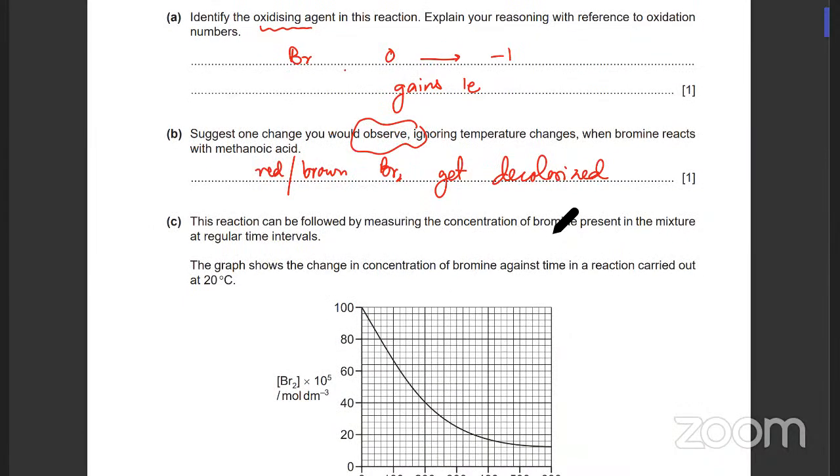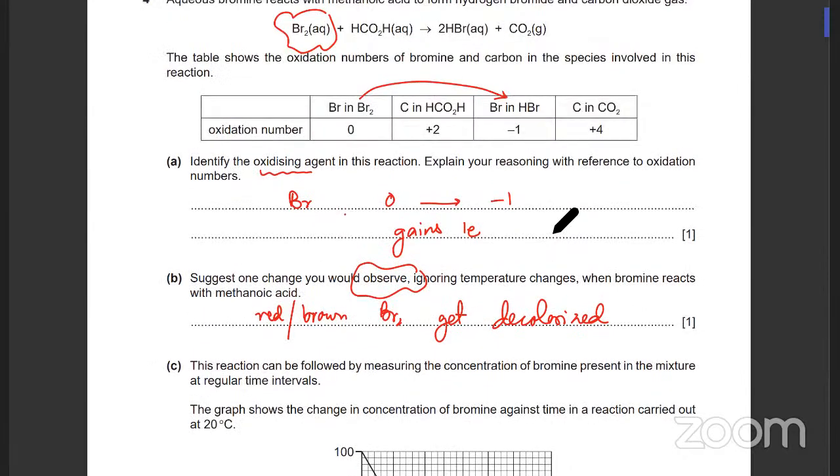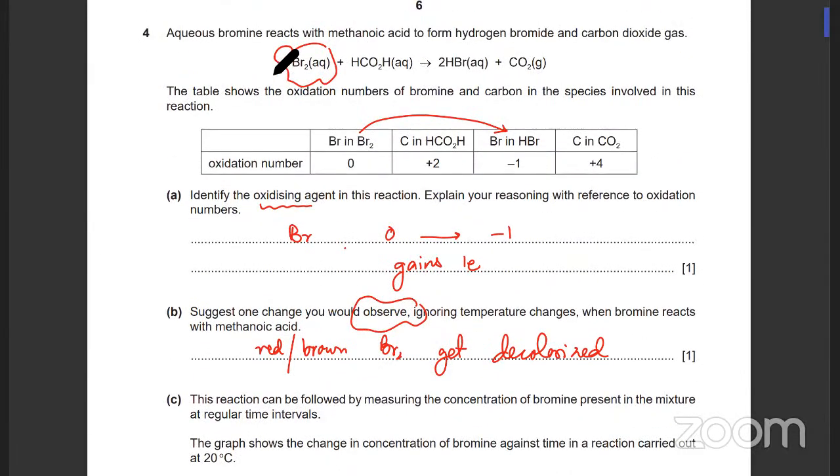So due to the double bond, we don't know what's happening. We don't know anything about this reaction. The only thing that we know about this reaction is that there's bromine, and that bromine will get used up, right? Is that clear? Yes. So further on it will get finished. So the red brown bromine will get finished. It's going to get decolorized, right?